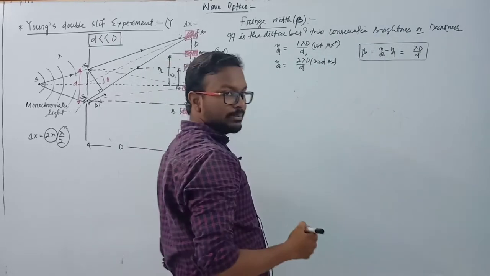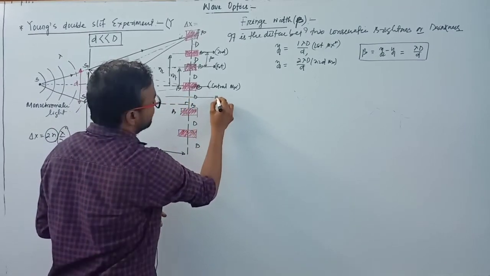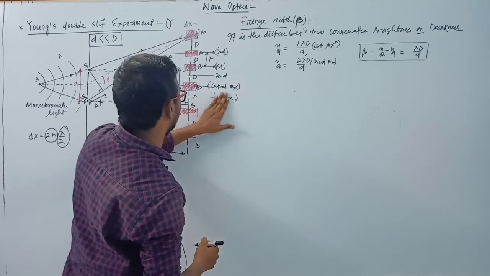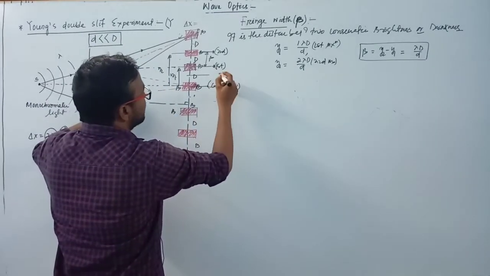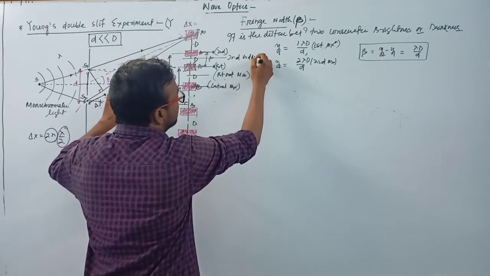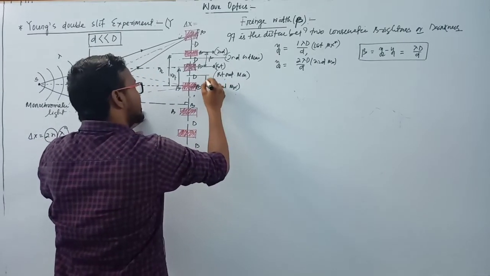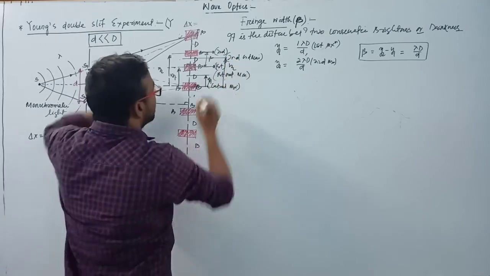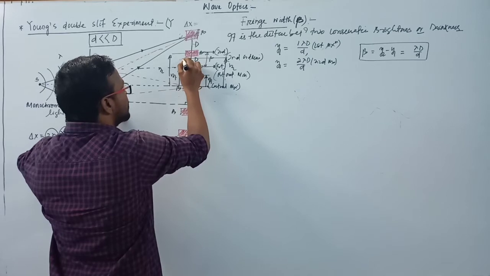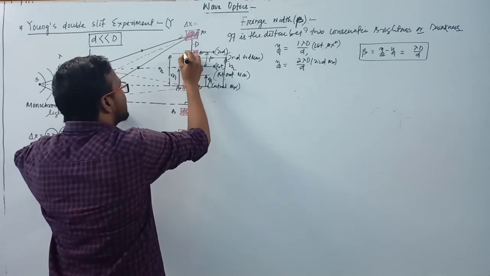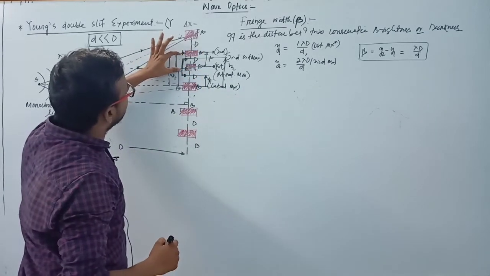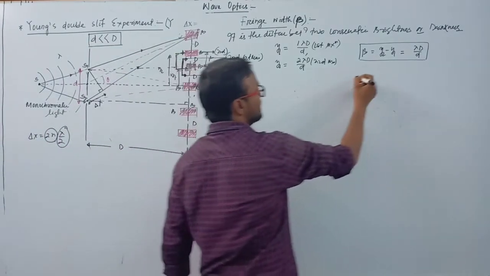Similarly, for destructive interference or minima we can write the first order minima and the second order minima. This is the central point. So here we get the first order minima, and here the second order minima. Clear? This distance is y1, and this distance is y2. This distance from darkness to darkness, and this distance from brightness to brightness, is known as fringe width. For darkness we find the same beta, lambda d by D.